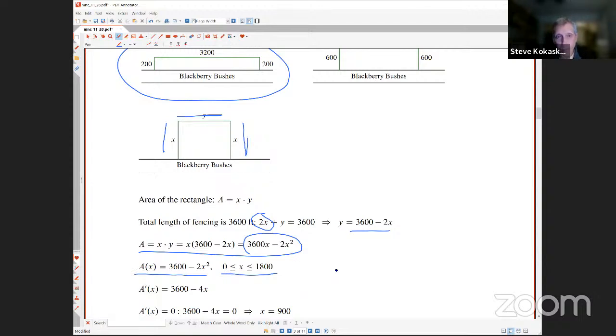Now, some people would disagree with that and say it can't be a closed interval because you can't have a length of 0 there. You can't have a length of 1800 because then you'd have no width going this way. But another argument is that 0 and 1800 are sort of limiting cases. I can let x be 0. It's just that now I have a rectangle that has no width, or a rectangle that has no height. So I can see both arguments.